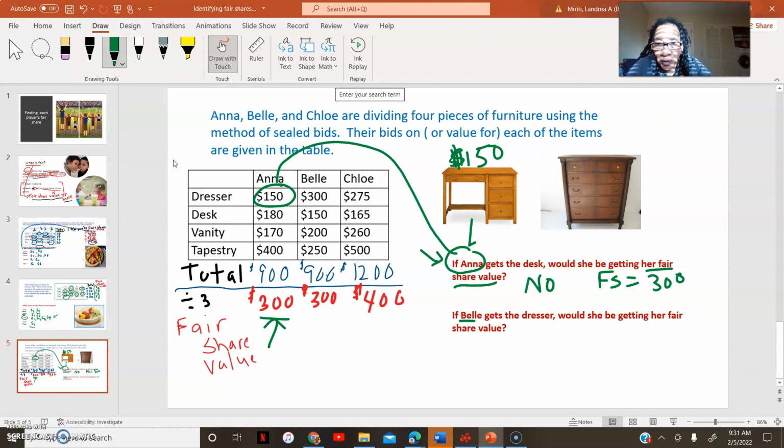Hey, if Belle gets the dresser, right? Well, what's the dresser worth to Belle? The dresser is worth $300 to Belle, and her fair share value is $300. So if she gets the dresser, yes, she would be getting her fair share value, because her fair share value, I'm using FS for fair share, happens to be $300, and that dresser is worth $300 to her. Okay, we'll see how these fair shares play into sharing something fairly among these parties.